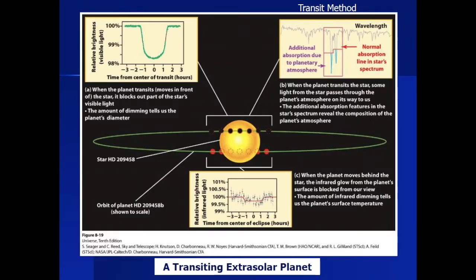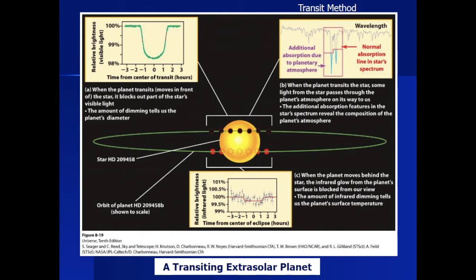Oops, sorry, here we go. Here's the transit method. So when the planet moves in front of the star, we are going to see a dip in brightness. That dip in brightness tells us quite a few things about that planet. It can give us an indication of the size of the planet. And by looking at some spectroscopy, we're also able to look at what the planetary atmosphere might be like. So we can learn a lot of things.